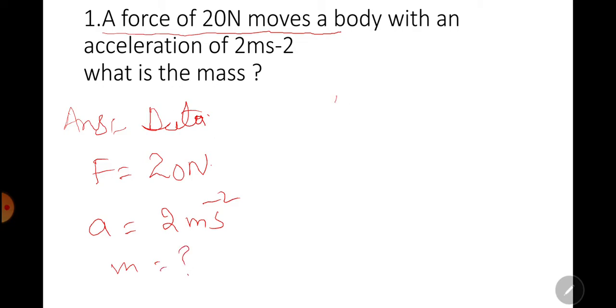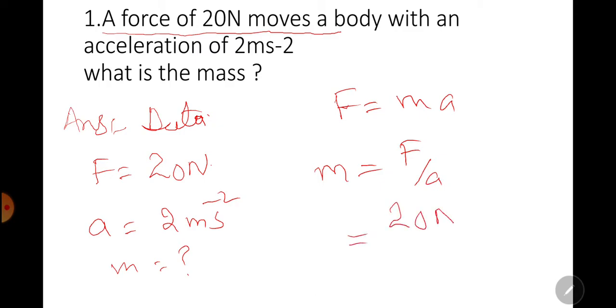According to Newton's second law, F is equal to ma, so mass is equal to F divided by a. Force is 20 Newton divided by 2 meter per second square. So mass is equal to 10 kilogram.